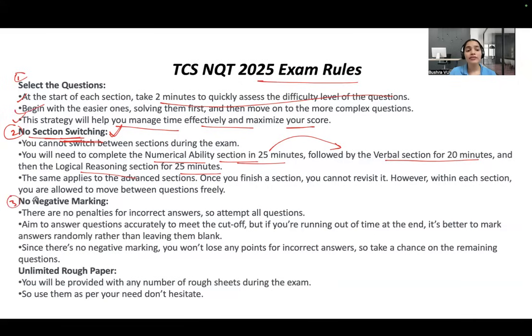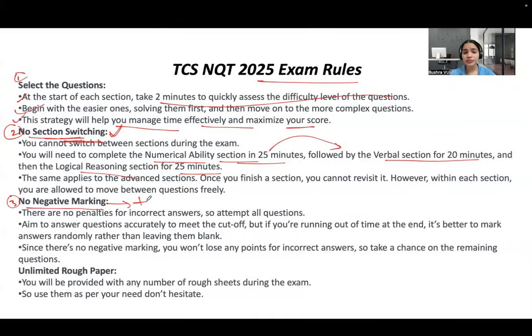Next, third one, we have no negative marking. So this is a plus point for all of you, that there are no penalties, no negative marking for any question. So you can attempt all of them. Even if you haven't seen the question, even if you don't know the answer, even if you're confused between the answers, just mark some answer because there is no negative marking whatsoever, right?